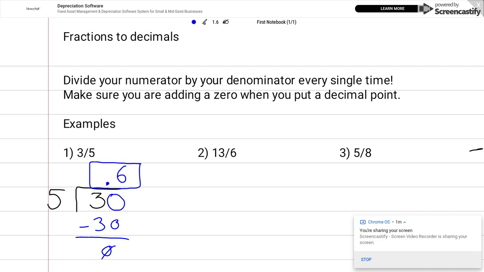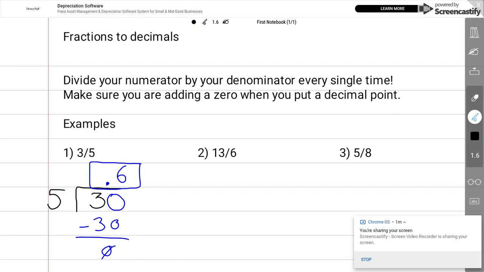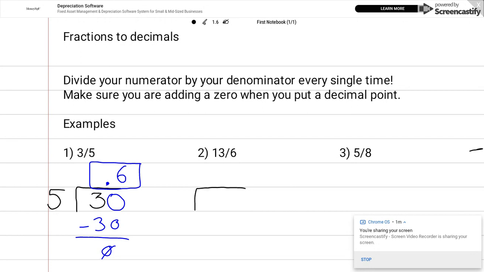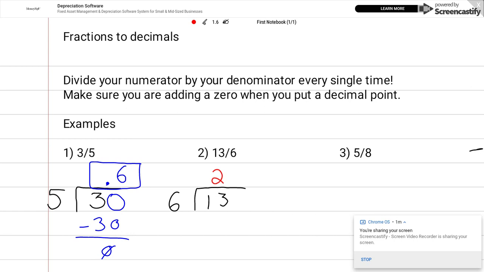Let's look at number 2. So we have 13 over 6 as our fraction. This is an improper fraction. This is a number larger than 1, so our decimal is going to be larger than 1. So I'm going to put 13 underneath here and 6 on the outside. Let's switch to red. So 6 can go into 13 2 times. 6 times 2 gives me 12. Subtract, and I get a remainder of 1.